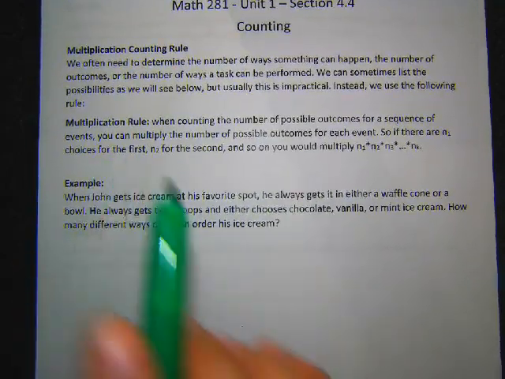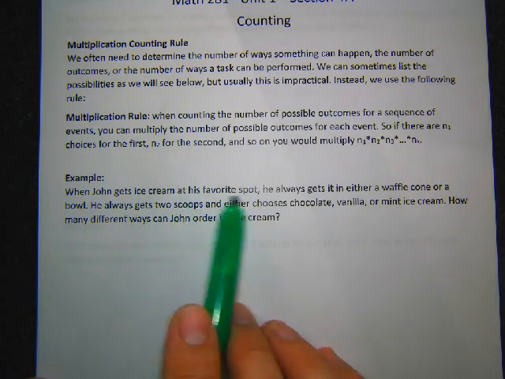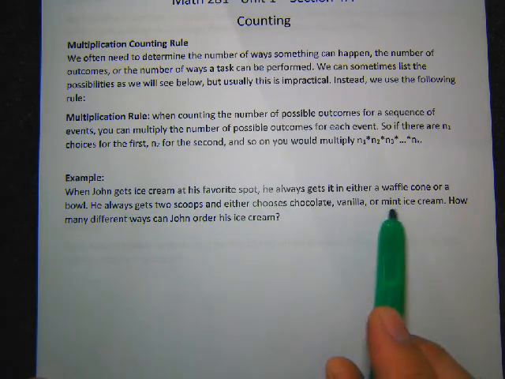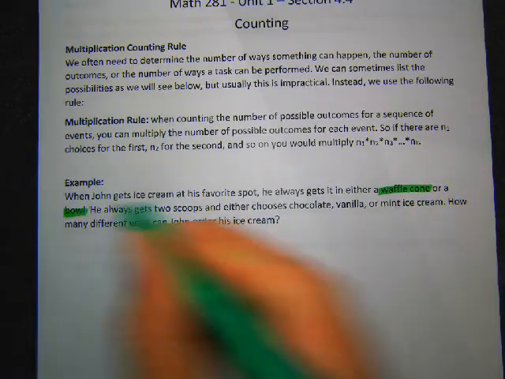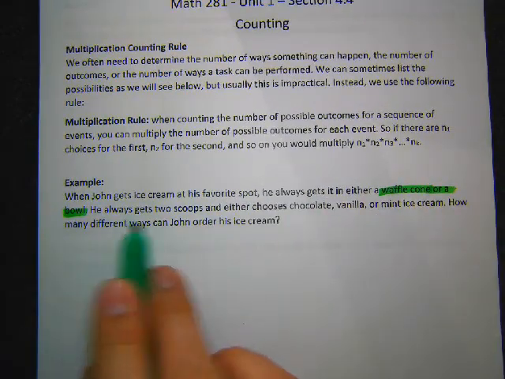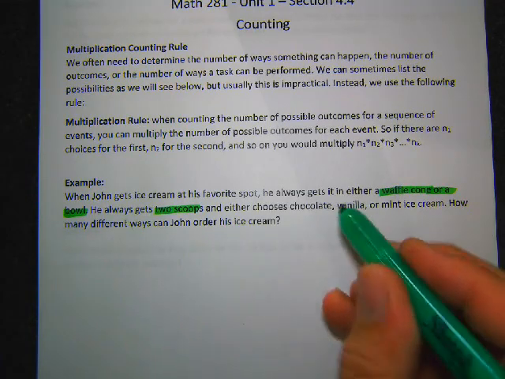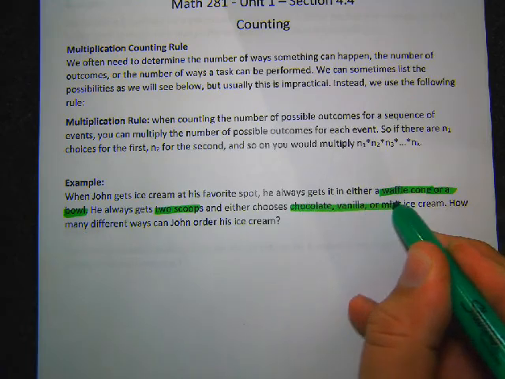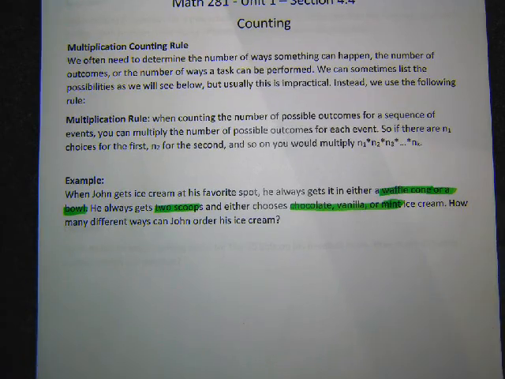So let's come back to the rule later. First, let's look at this example. When John gets an ice cream at his favorite spot, he always gets either a waffle cone or a bowl. Those are his two choices. He always gets 2 scoops of ice cream, and that ice cream could be either chocolate, vanilla, or mint. Those are the 3 kinds he likes. How many different ways can John order his ice cream?